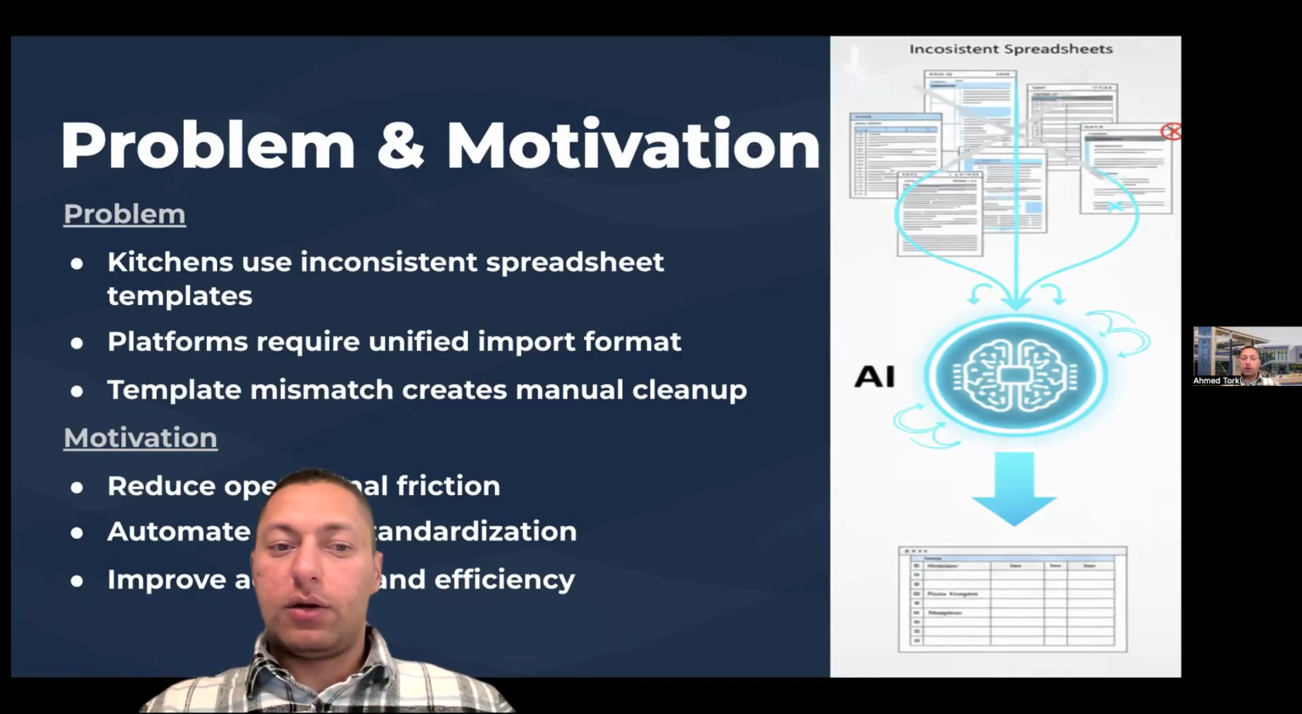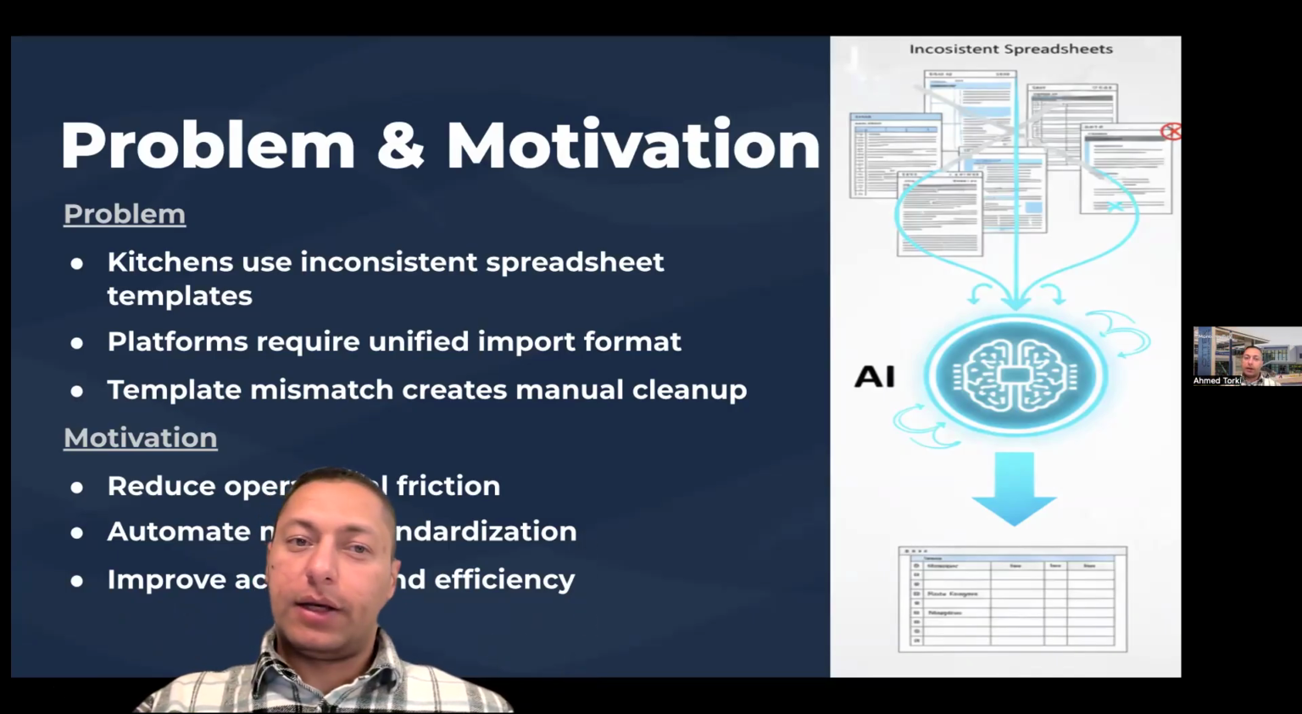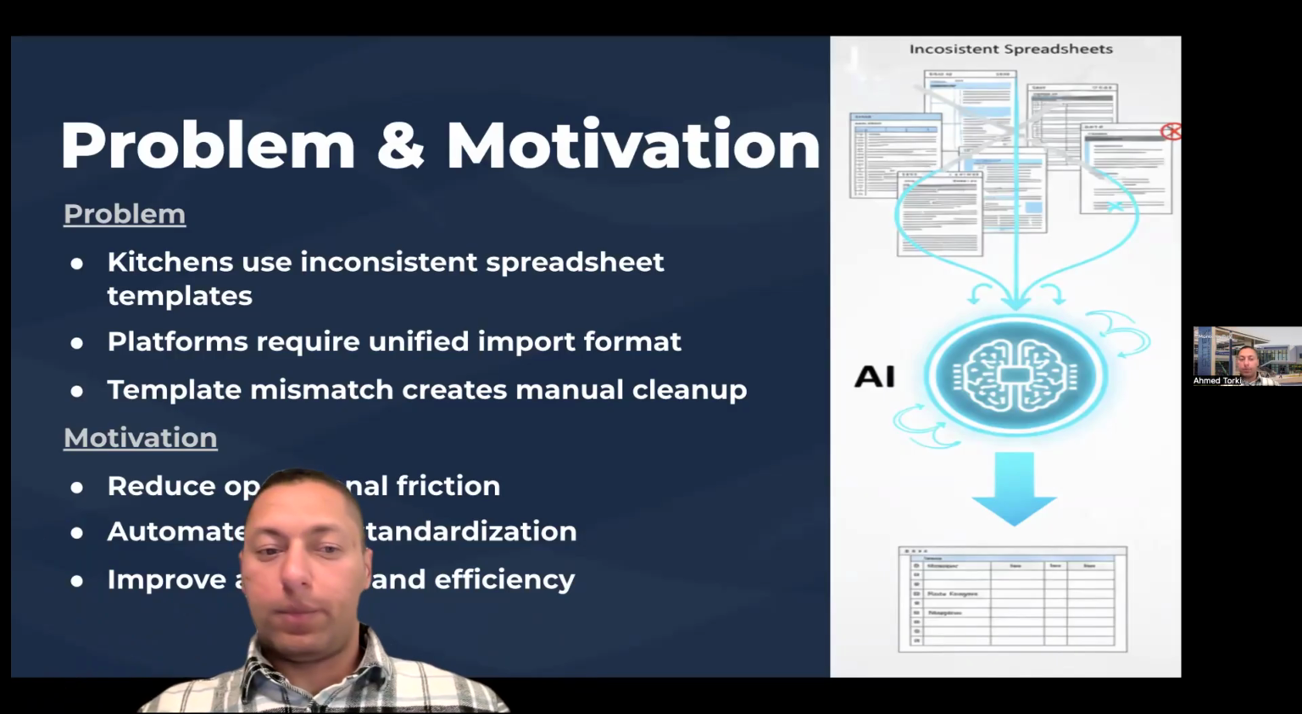So my motivation here is to try to build this agentic AI to be a layer between the inconsistent templates from the chefs and operators and the platform, and to reduce, for sure, the operational time and automate the menu planning feature.